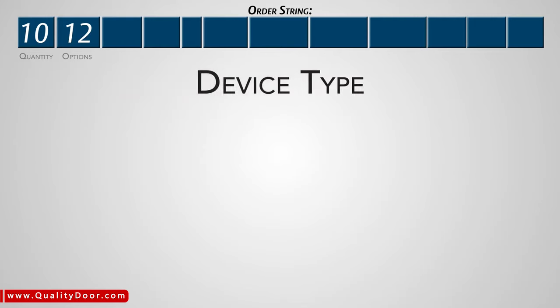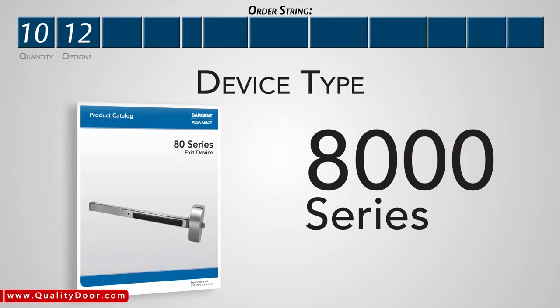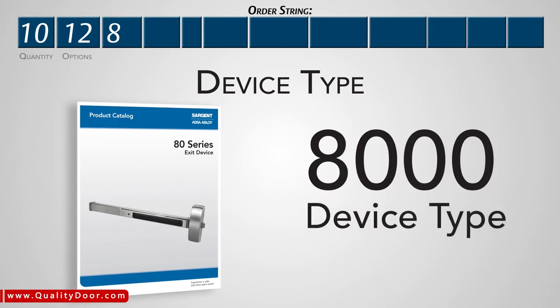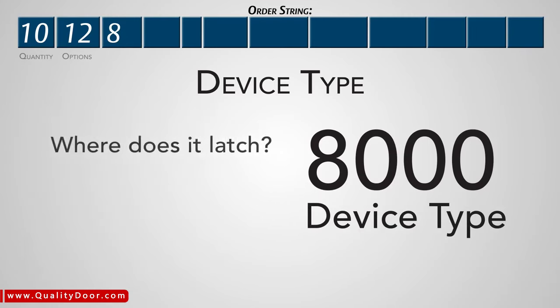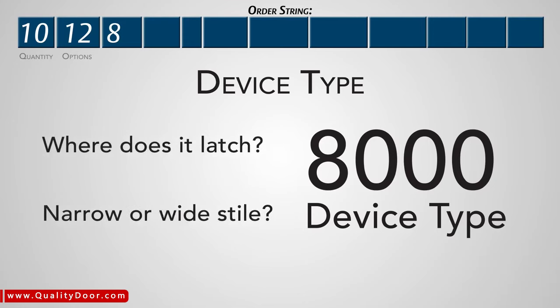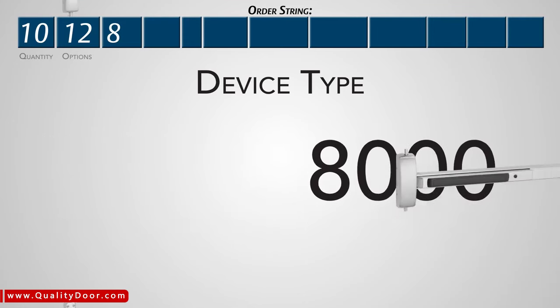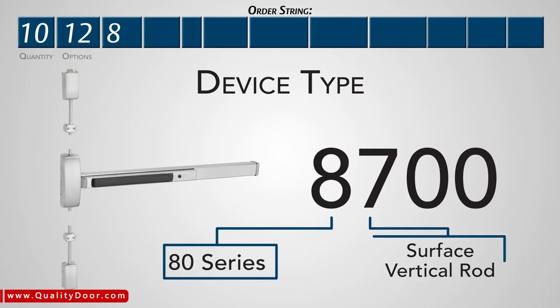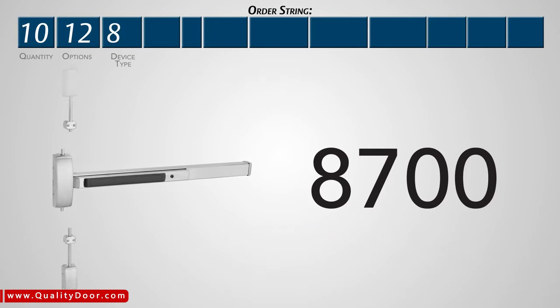Next, we'll specify which type of devices we need. The first number denotes the series, so for the 80 series push rail, we'll enter the first number, 8. The second number denotes the type of exit device. For example, where does it latch? Is it narrow or wide? Our sample order requires a surface vertical rod exit device, which is specified as 7. So 87 signifies an 80 series exit device with a surface vertical rod.